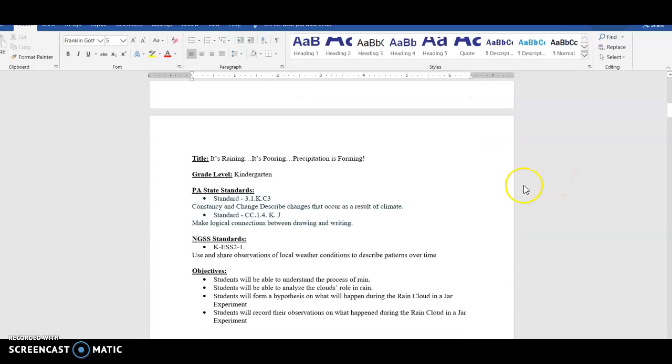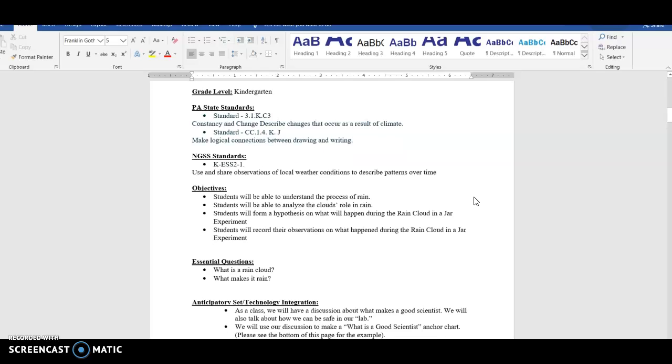So again, I just have the title again, the grade level kindergarten, the PA state standards, and the NGSS standards listed. For the objectives, students will be able to understand the process of rain. They will be able to analyze the cloud's role in rain, and they will form a hypothesis on what will happen during the rain cloud in a jar experiment. And they will record their observations on what happened during the experiment as well.